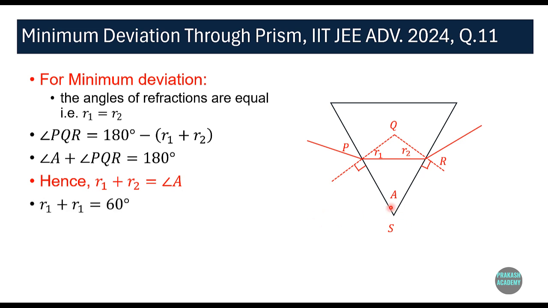Now, what is angle A? Because this is an equilateral prism, angle A is 60 degrees. This means R1 plus R2 is equal to 60 degrees, but I know R1 equals R2, so let us put R2 equal to R1. So, 2R1 is equal to 60 degrees. This means R1 is equal to 30 degrees, which is also equal to R2.